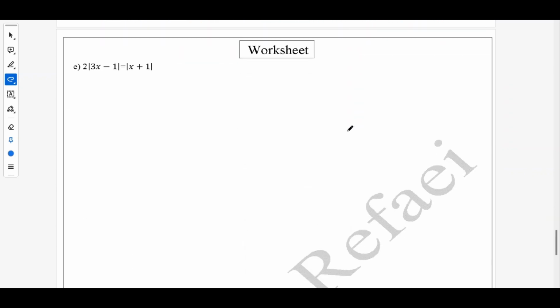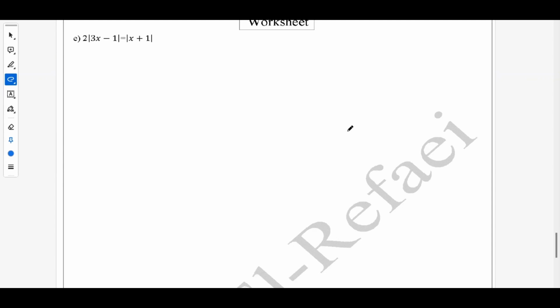Please pause the video for 5 minutes. Solve it by using one of the three ways, then come back to the video. I'm going to use the squaring method. Give yourself enough time solving it and then go back and check your answers. Did you solve it? Okay, I'm going to use just one method, the third method, the squaring method.